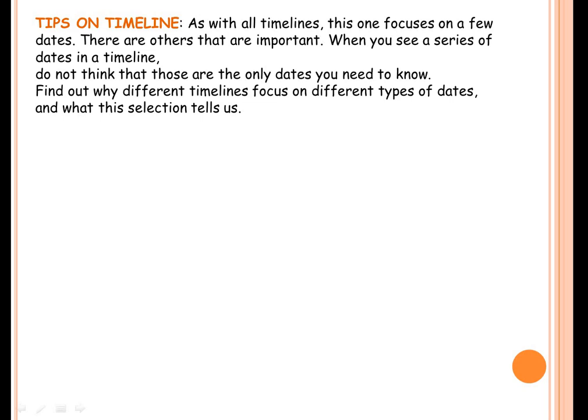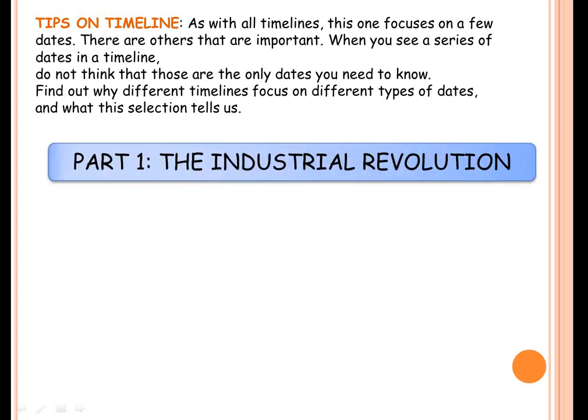As with all timelines, this particular timeline also focuses on a few dates. There are very important ones, and it's not enough that you know only these dates; you need to know the unimportant dates also. And you also have to find out why this timeline focuses on different types of dates. Only the main ones are focused on here.